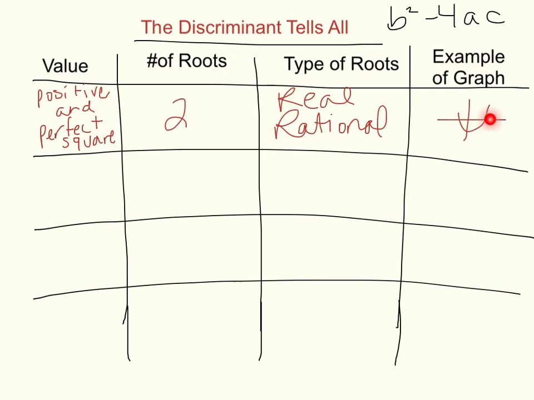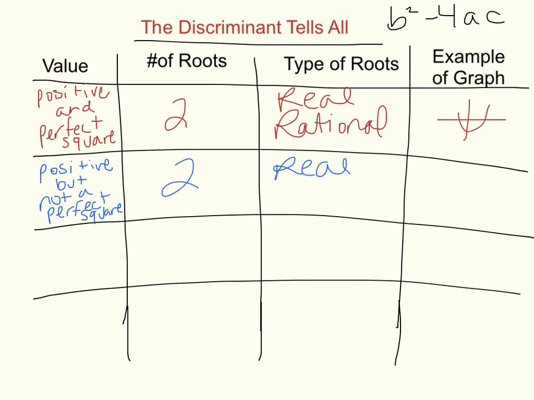If your discriminant is positive, but it's not a perfect square, so something like 71. Okay, 71 is a positive number, but you can't take the square root of it. It's not a perfect square. Well, that means you still have two roots, and they're still real, but now they're irrational. So we can still see them cross on a graph. It's just they're going to cross at irrational numbers. So not nice, pretty numbers like the rational ones.